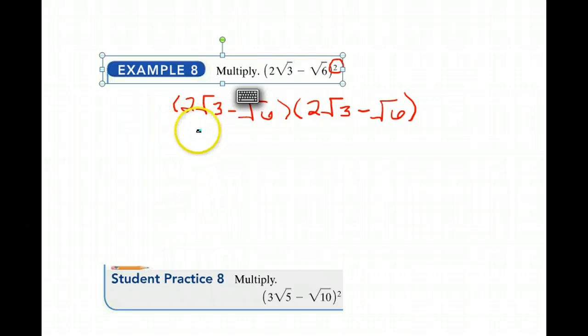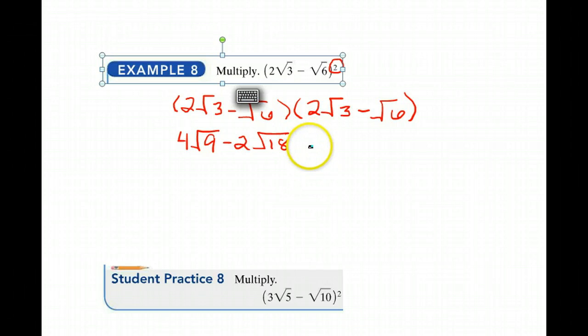Okay, so we have 2 root 3 times 2 root 3. We could write that as 4 root 9. Multiplying my outers, we have 2 root 3 times negative root 6. That's going to make negative 2 root 18. Multiplying my inners, I have negative root 6 times 2 root 3. That is going to make negative 2 root 18. And lastly, I have negative root 6 times negative root 6. That's going to make a positive root 36.